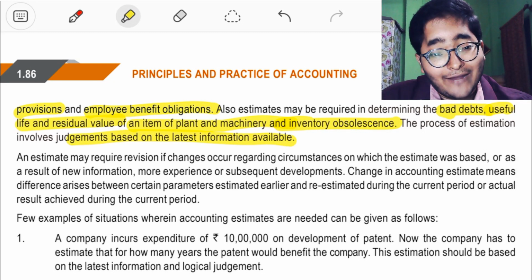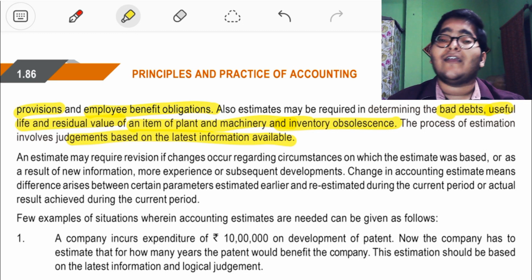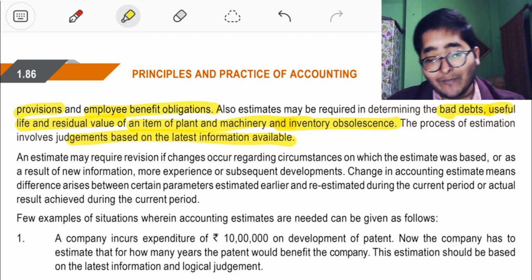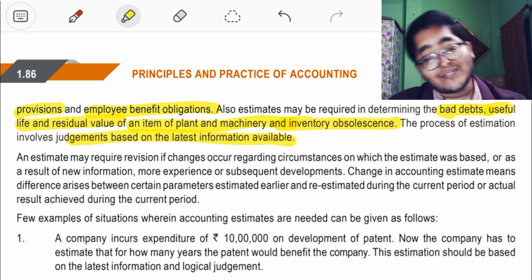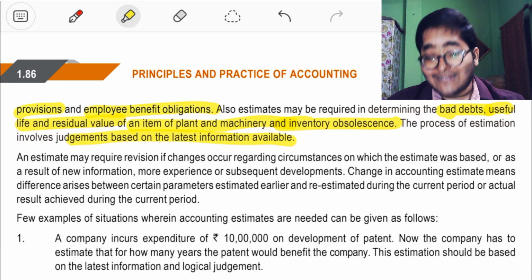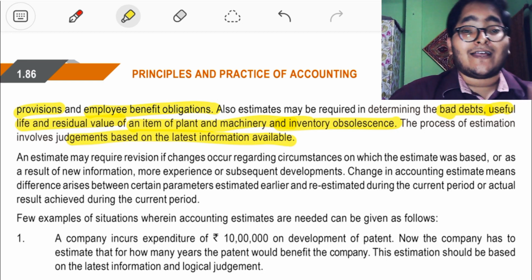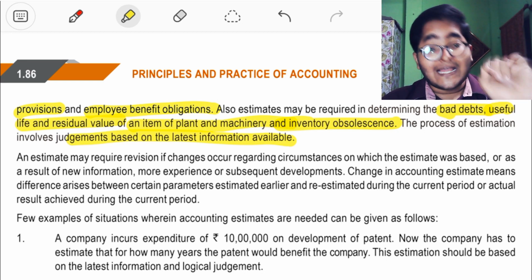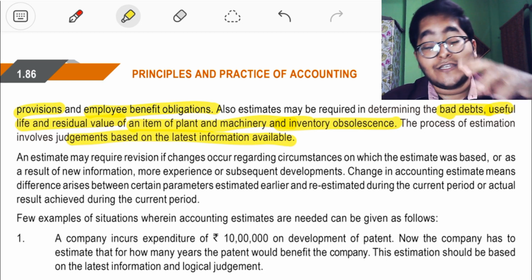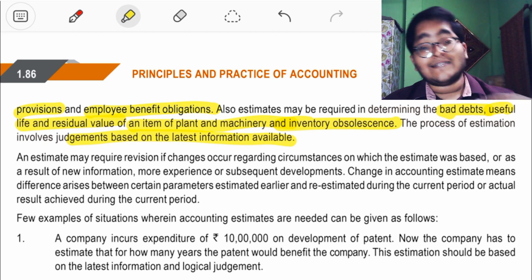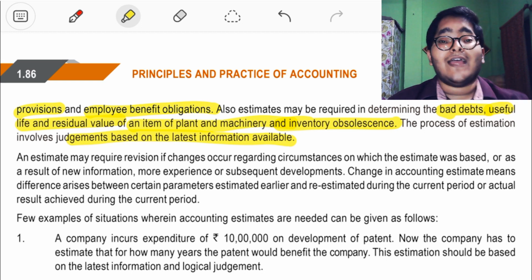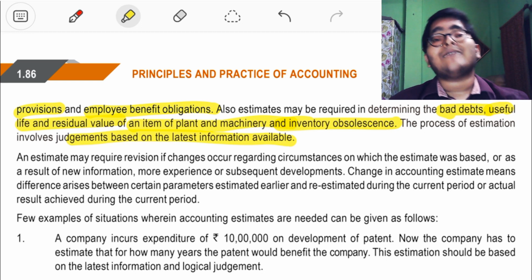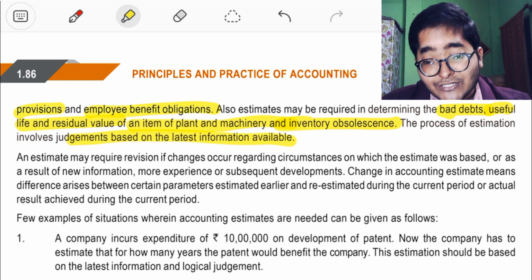An estimate may require revision if changes occur regarding circumstances on which the estimate was based, or as a result of new information, more experience or subsequent developments. These estimates have to be modified. When do we have to modify them? We modify them whenever we get some new information, or the basis of the estimate changes. If there are changes in the basis on which the estimate was made, or new information or new experience comes in, then it makes sense to change it.